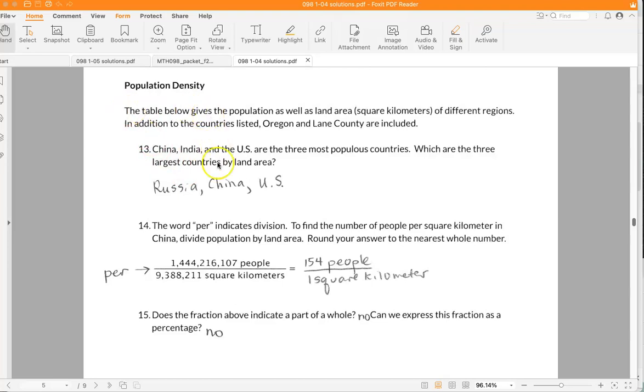The table below, and it's not until the next page, gives the population and land area of different regions. In addition to the countries listed, I also included Oregon and Lane County, just so that we can compare. China, India, and the US are the three most populous countries. Which are the three largest countries by land area?